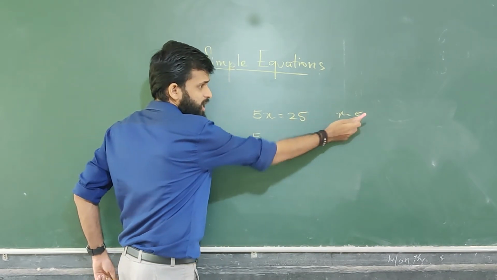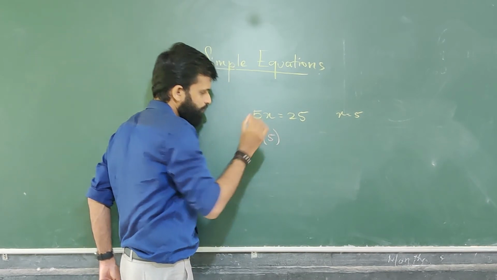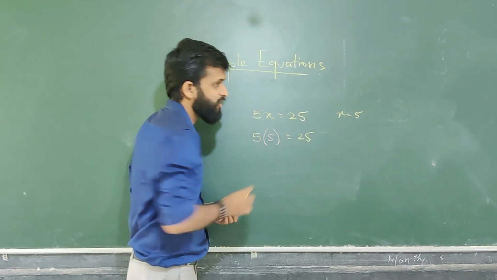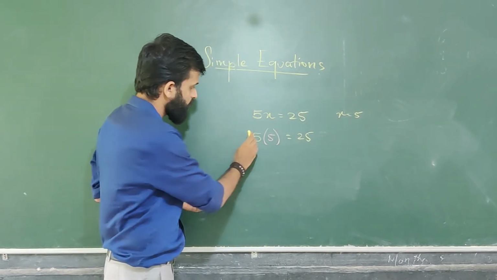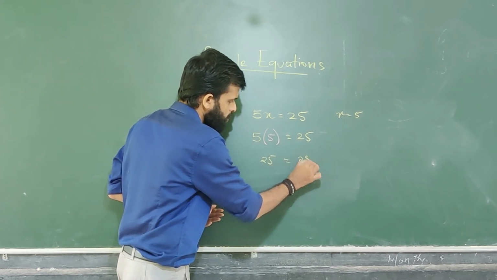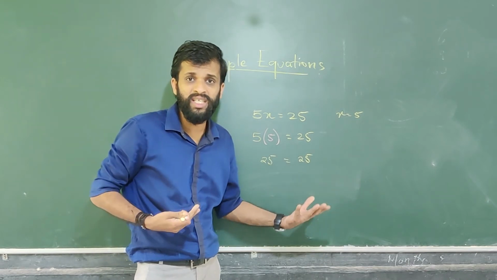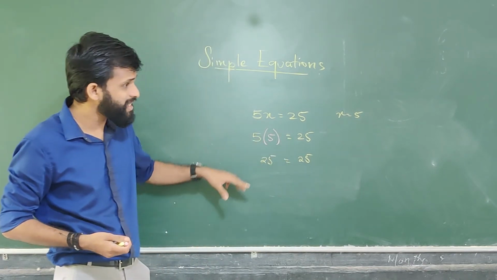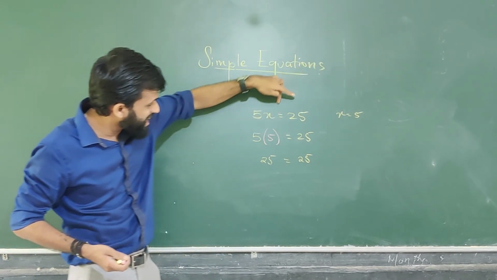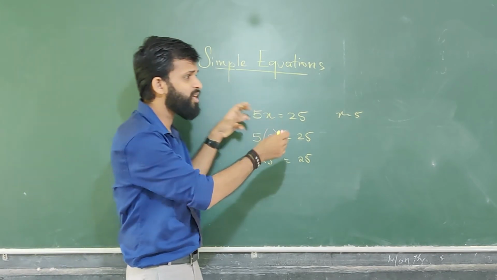So in place of x, I'll put 5. I can't write 5 over here directly, right? So I'll put a bracket. Is equal to 25. So what will happen here? 5 times 5 is 25, is equal to 25. My left hand side and right hand side are equal. So I can say x is equal to 5 satisfies this equation. Okay? It's a different equation, right?